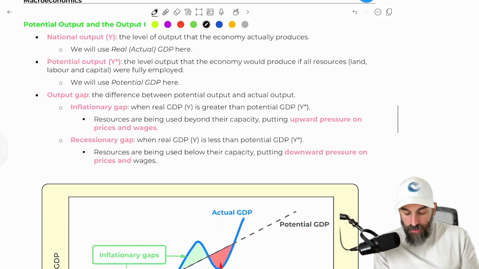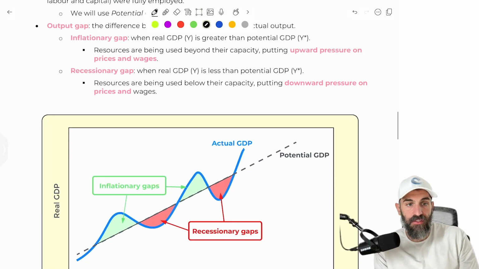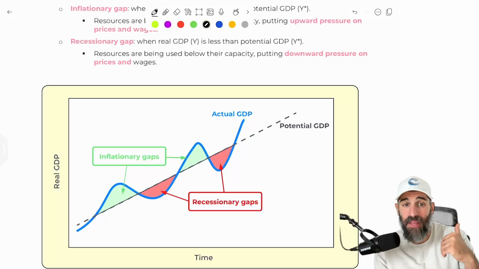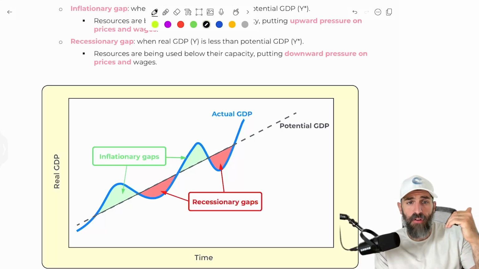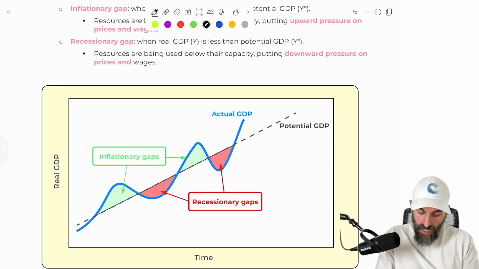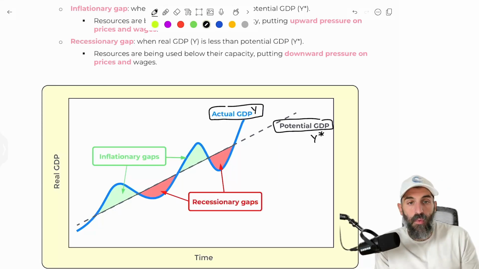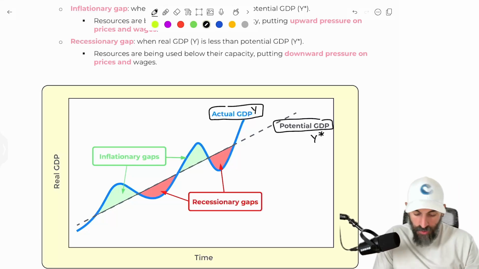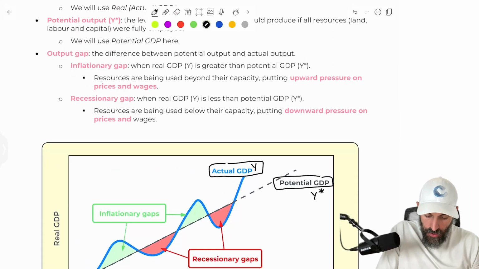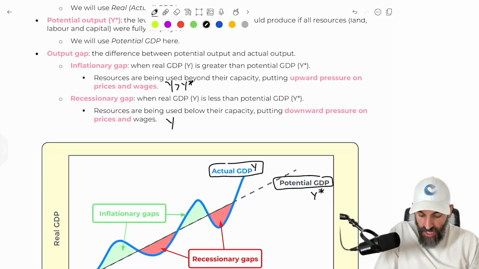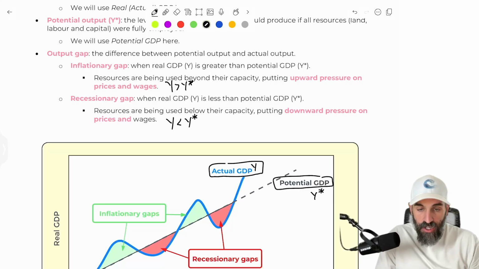So if I bring back the business cycle, let's connect those two. During expansions, we will often have inflationary gaps. And you can see here the blue line represents your actual GDP, right? Remember, this is basically Y, and this is your potential, Y star. Whenever the actual is above the potential, we have inflationary gaps. And whenever the actual is less than your potential, we have recessionary gaps.